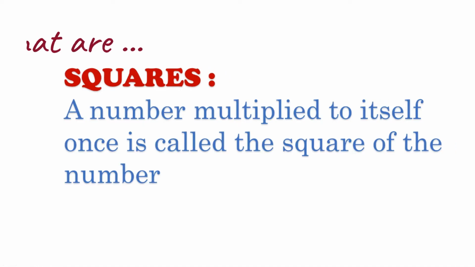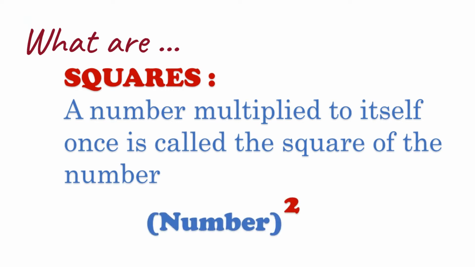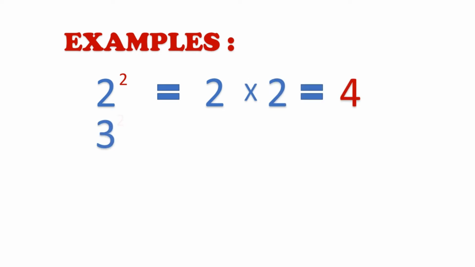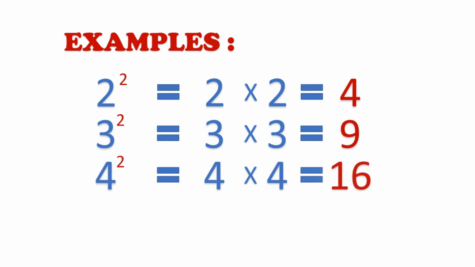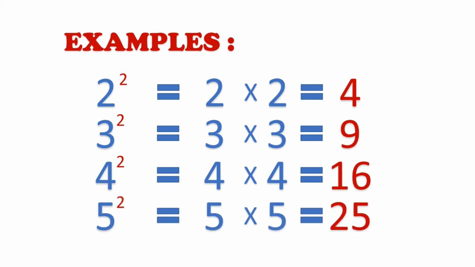What are squares? Well, a number multiplied by itself once is called the square of the number. And how is it indicated? Well, it is a number raised to the power of 2, something that you see here. 2 square would be 2 times 2, that is equal to 4. 3 square is 3 times 3, that is equal to 9. 4 square is 4 times 4, that is equal to 16. 5 square is 5 times 5, that is equal to 25.